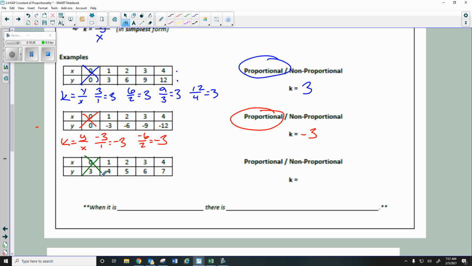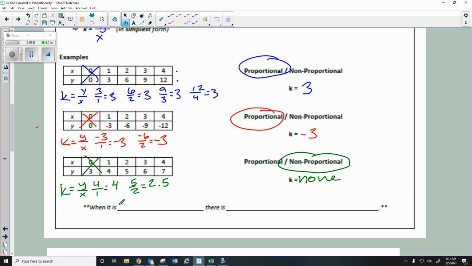Don't look at x equals 0. I'm going to do it for all of the others. Again, k is equal to y over x. 4 over 1 simplifies down to 4. Very good. 5 over 2 simplifies down to, that's not 4. It comes out 2 times with a half left over. I don't even need to keep going. I already know right then and there it is going to be non-proportional. So there is none. There is no constant of proportionality because it doesn't work.